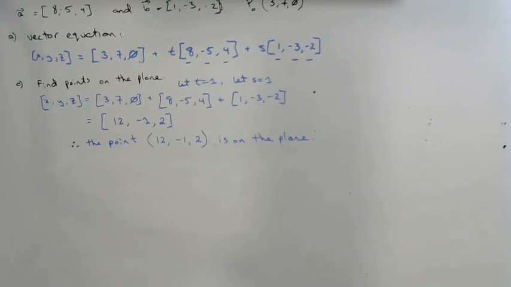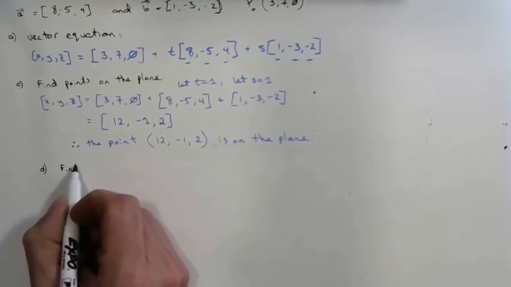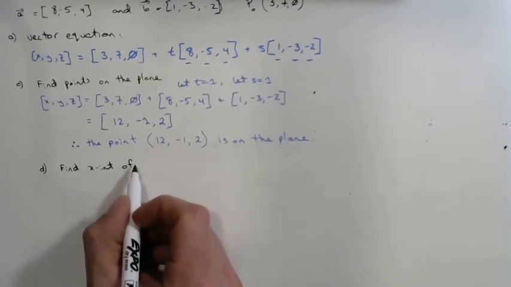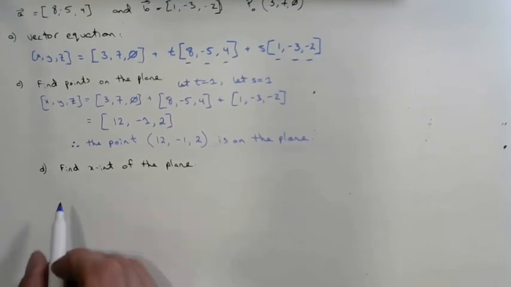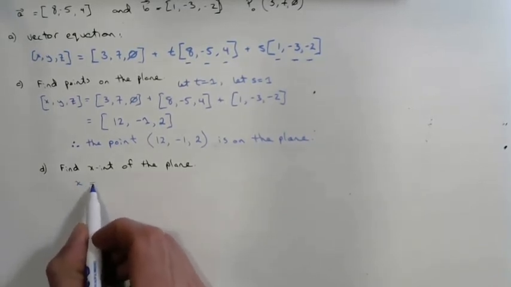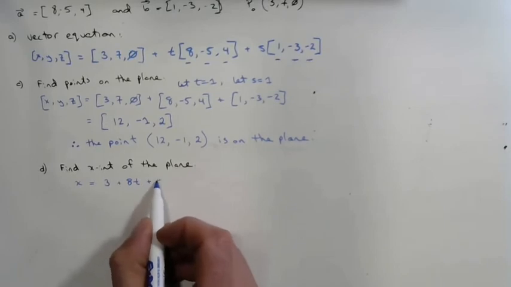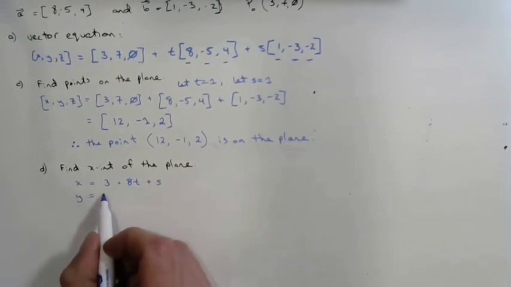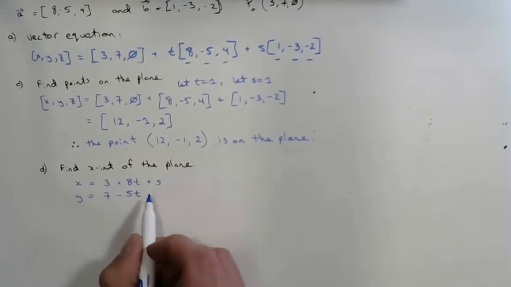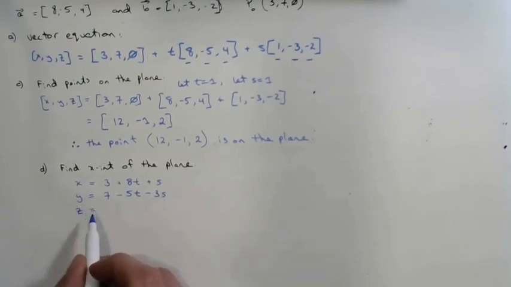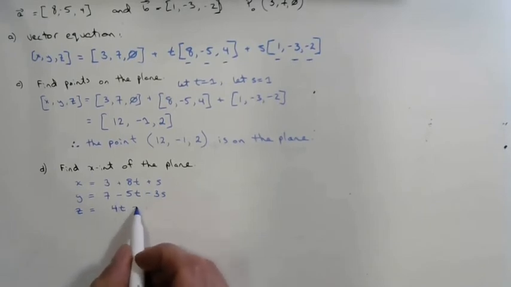Last section asks us to find the x-intercept of the plane. And for this we're going to be looking at our parametric equations, which we have. We have one for x, which is 3 plus 8t plus s. We have one for y, which was 7 minus 5t minus 3s, and we had a z which equaled 0 plus 4t minus 2s.